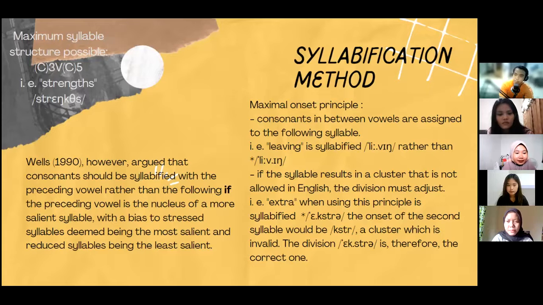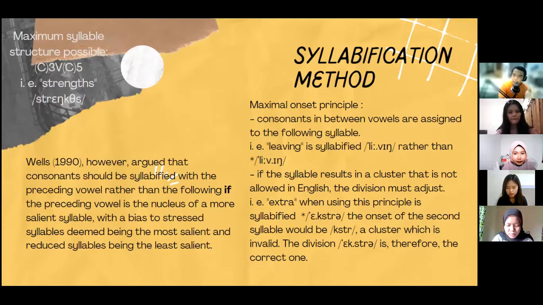However, Wells in 1990 argued that consonants should be syllabified with the preceding vowel rather than the following one if the preceding vowel is the nucleus of a more salient syllable, with a bias to stressed syllables, stressed sounds being deemed the most salient, and reduced syllables being the least salient.